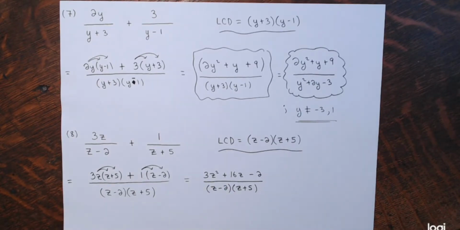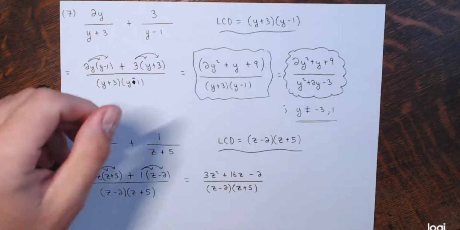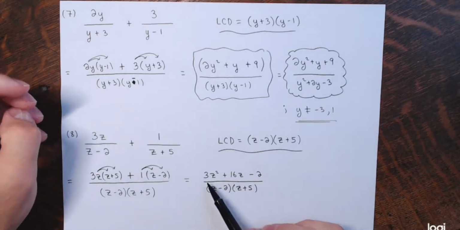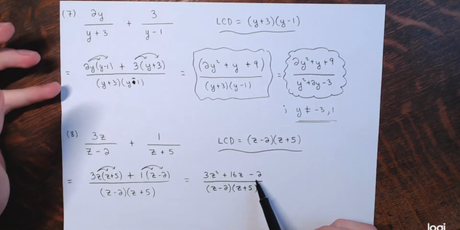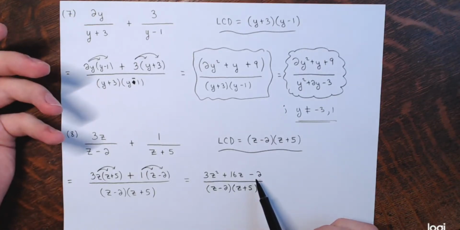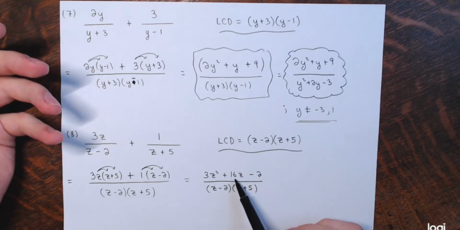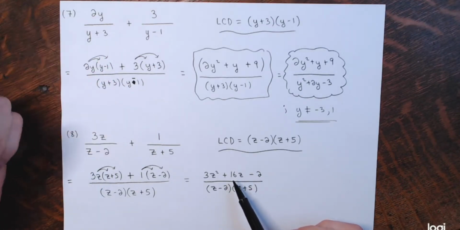that quadratic in the numerator, but if you did b squared, 16 squared minus 4ac, so minus 4 times 3 times negative 2, that is 280, which is not a perfect square. So this is not factorable. Again, if you wanted to try the AC method, 3 times negative 2 is negative 6, and then you would try to find pairs of factors of negative 6 that add up to 16, and you couldn't do that. Right, so this is not factorable.